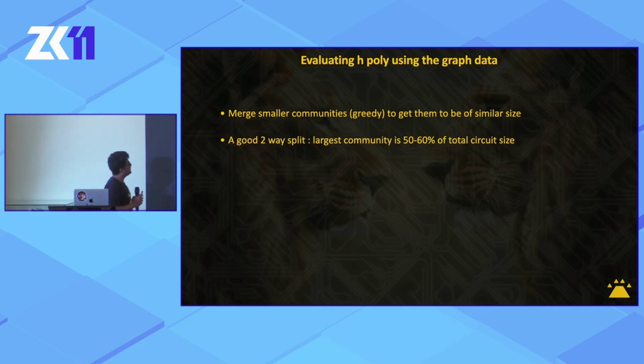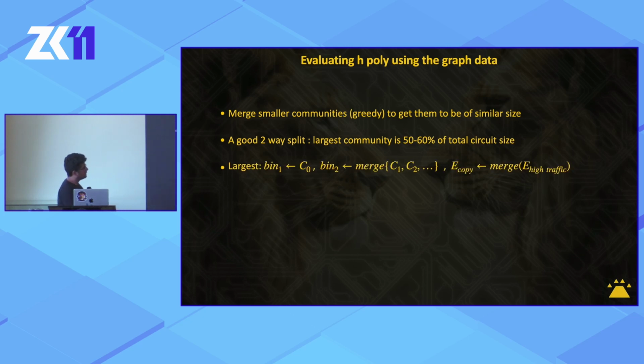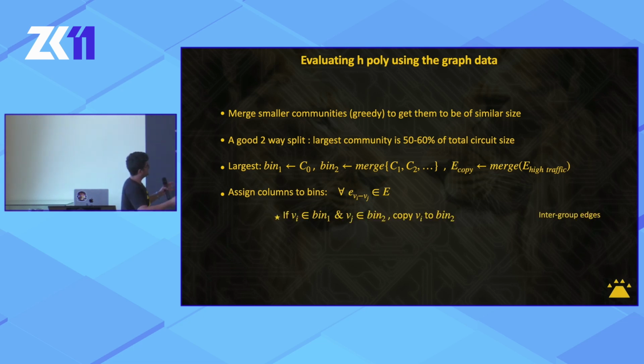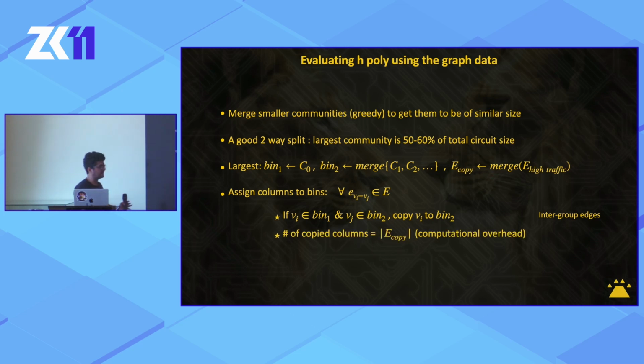So I define a good two-way split as one where the largest community in the Girvan-Newman algorithm is like 50 to 60% of the total circuit size. So this is what we do. We use the greedy method of merging the smaller communities, and we assign the columns to different objects which we call bins. So we take the largest community and put it in bin 1. And then we merge the other smaller communities. And whenever there is an overlap between the two, like if you see there is an edge that connects from bin 1 to bin 2, I'm going to take the column from the largest bin and put it in the smaller bin. Okay? So this is a price that I'm paying for this separation.